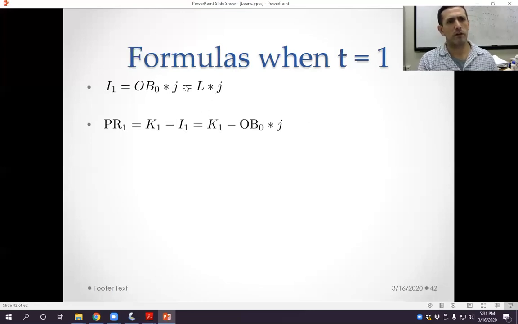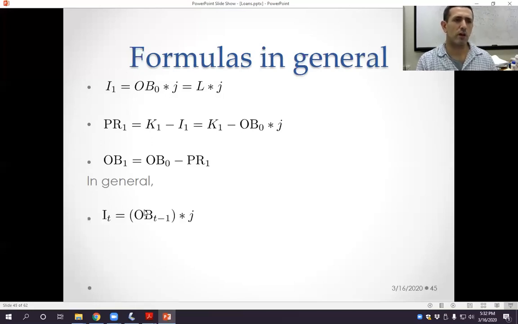And just plugging in for I_1, OB_0 times J. And OB_1 is just how much the loan was worth in the previous period minus what you have to pay in principal. So it's the previous period's outstanding balance minus what you have left to pay as principal.